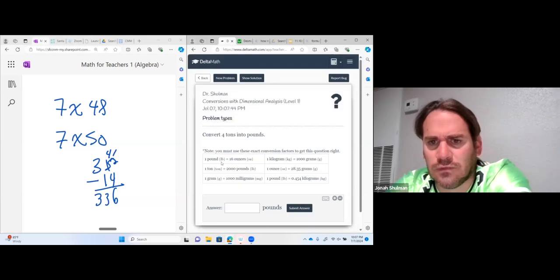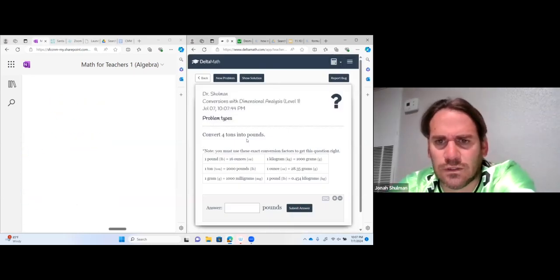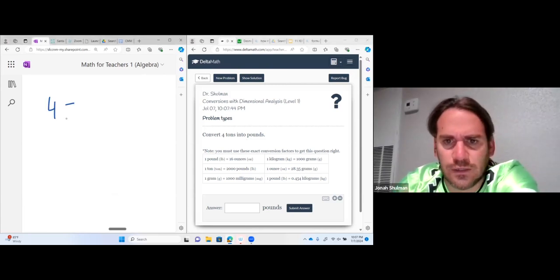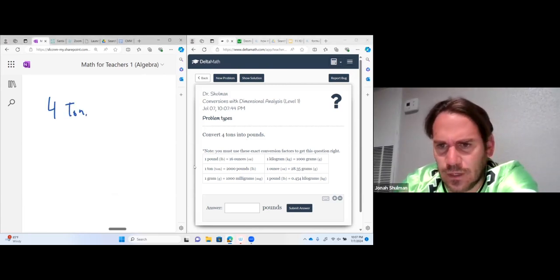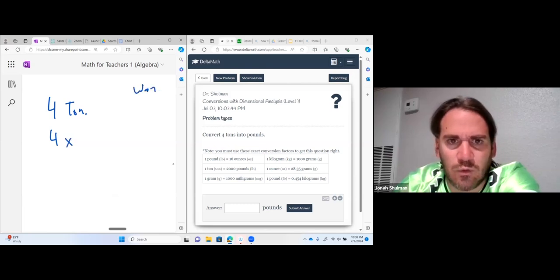All right, so let's look at a conversion. Sweet, I knew we were going to get to do some conversions. So we're going to convert 4 tons into pounds. So I have 4 tons. 1 ton is 2,000 pounds. So I have 4 times, we always put what we want on top and what we have on the bottom. They're telling us 1 ton equals 2,000 pounds.